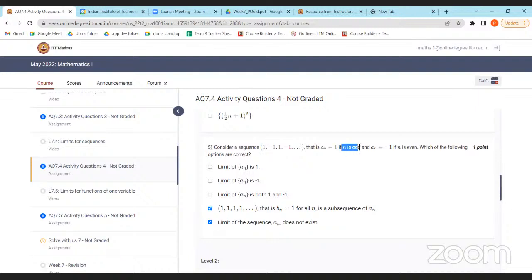So if n is odd, what will be the condition for that particular thing? Tell me. If n is odd here, what will be the condition?